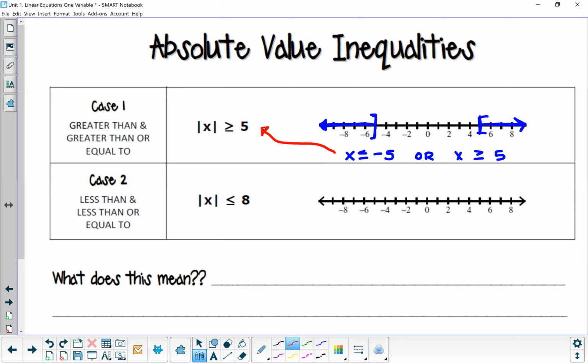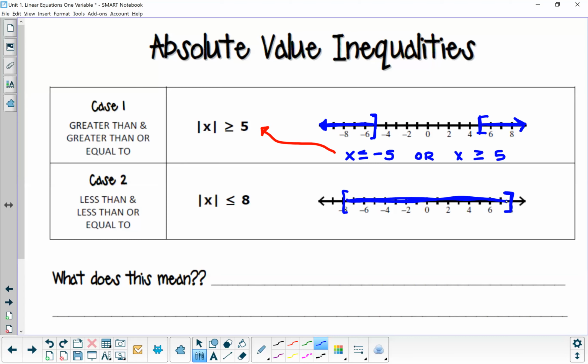Now, absolute value of x is less than or equal to 8, right? Think about this as going towards 0. We're going near 0, right? x is going lower. So x is less than or equal to 8. So I'm going to put a square bracket at 8, or a closed circle, and at -8, and we're shading between.